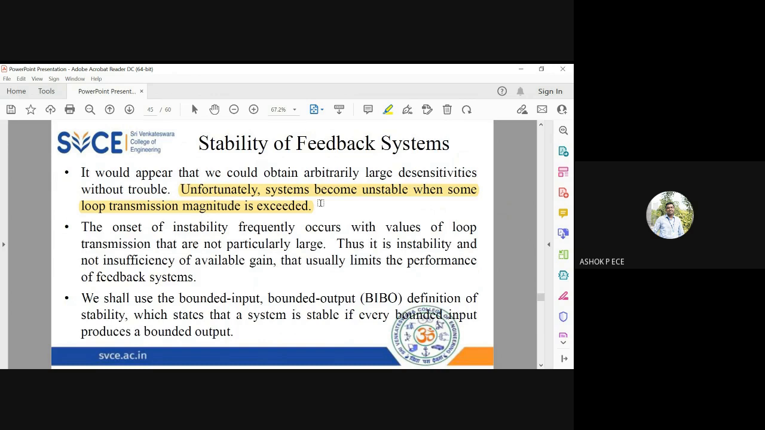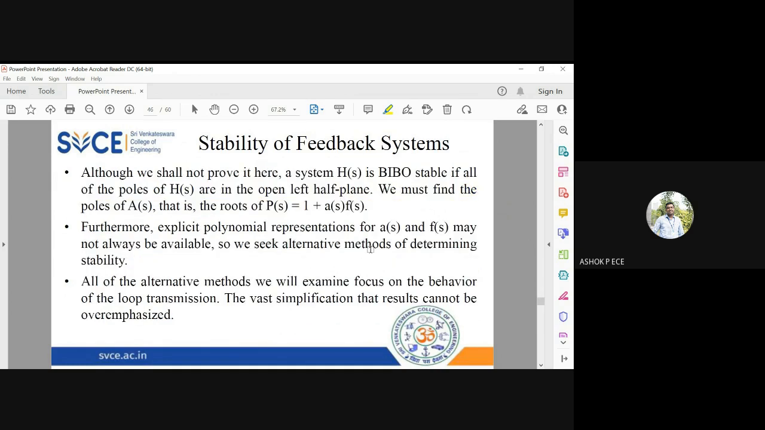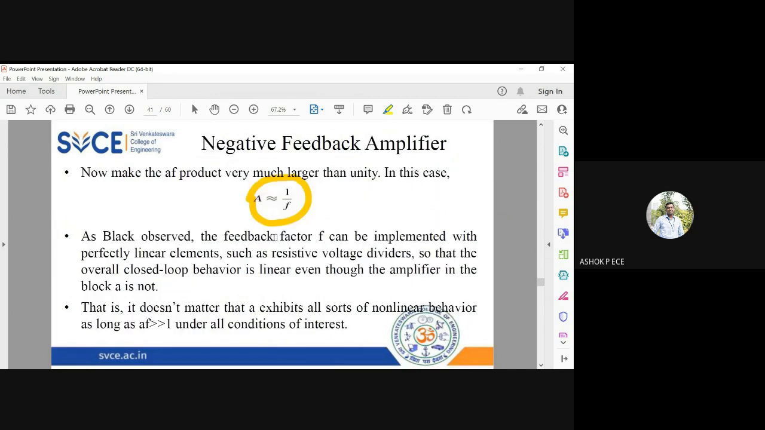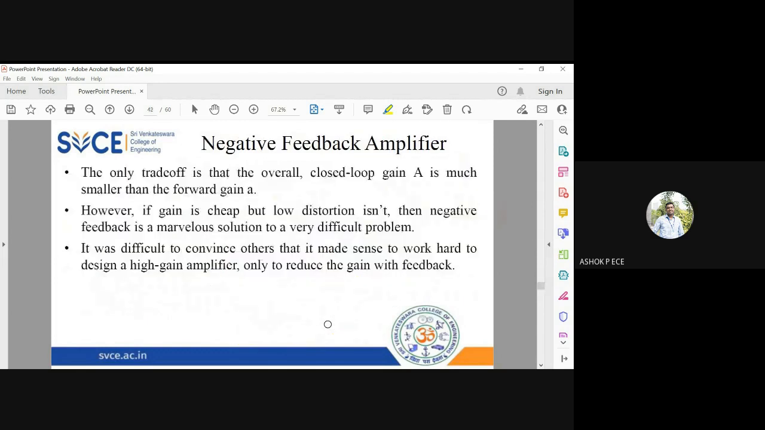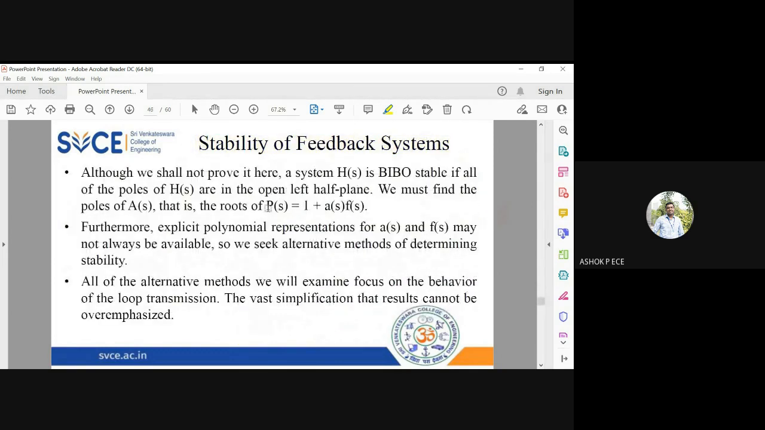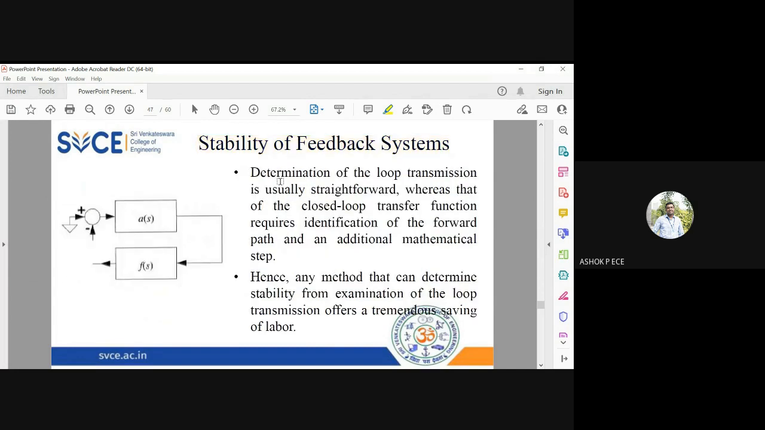So definitely we have to find what is the range of values in which the system is going to be stable. So for that we look at the denominator, you see A by 1 plus A F, right? We take the denominator, equate it to 0, and find the poles. Poles means equate the denominator to 0, and whatever values you get are the poles. For zeros, you equate the numerator to 0, solve the equation and find the value of the zeros.